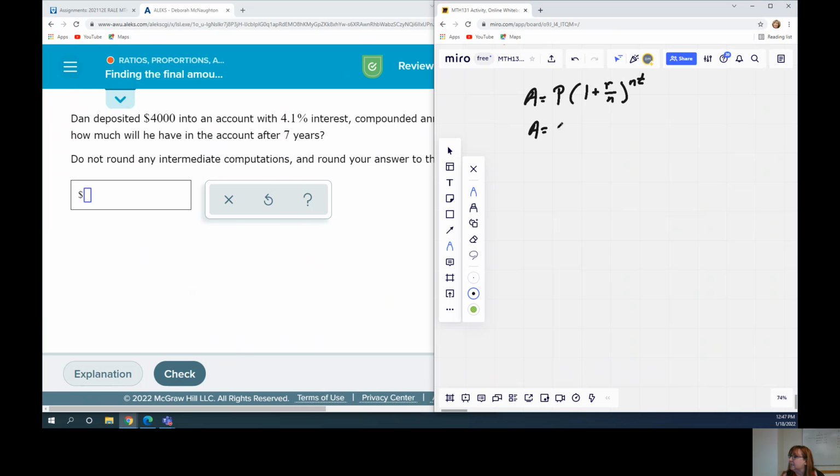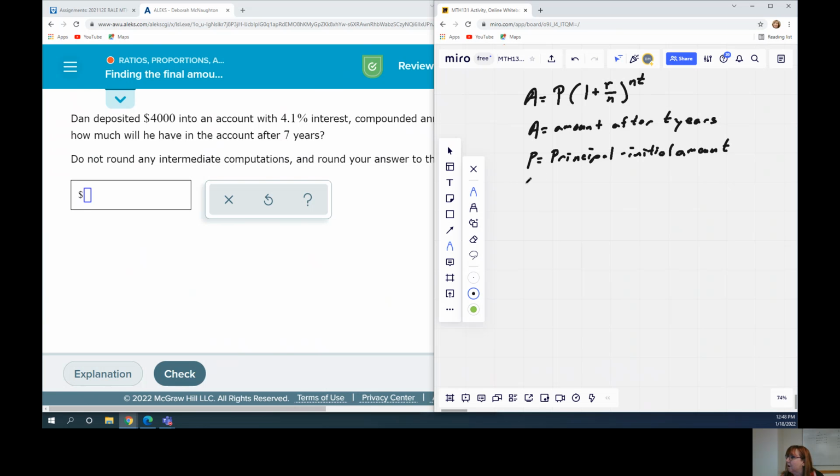So A is the amount after T years. P is the principal, which is your initial amount. So if T is 0, this whole thing becomes 1. So your initial amount is the amount after 0 years, right?